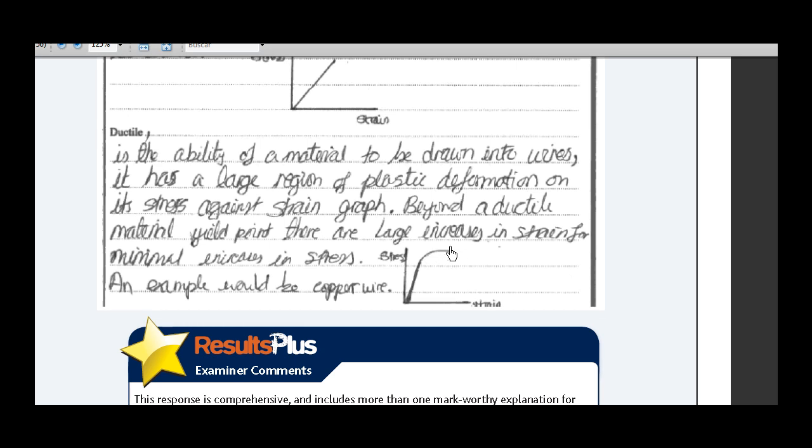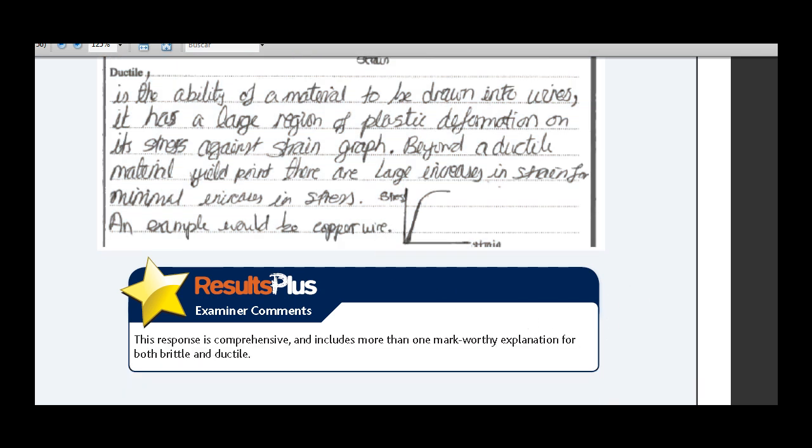And here's his graph with a sufficient straight section, and then the behavior of the material changes when it gets above the yield point. As an example he gives copper wire, and the examiner is very happy with that. He says the response is very comprehensive and includes more than one mark-worthy explanation for both brittle and ductile. So the student went over the top, and he gave more marks than he actually needed.